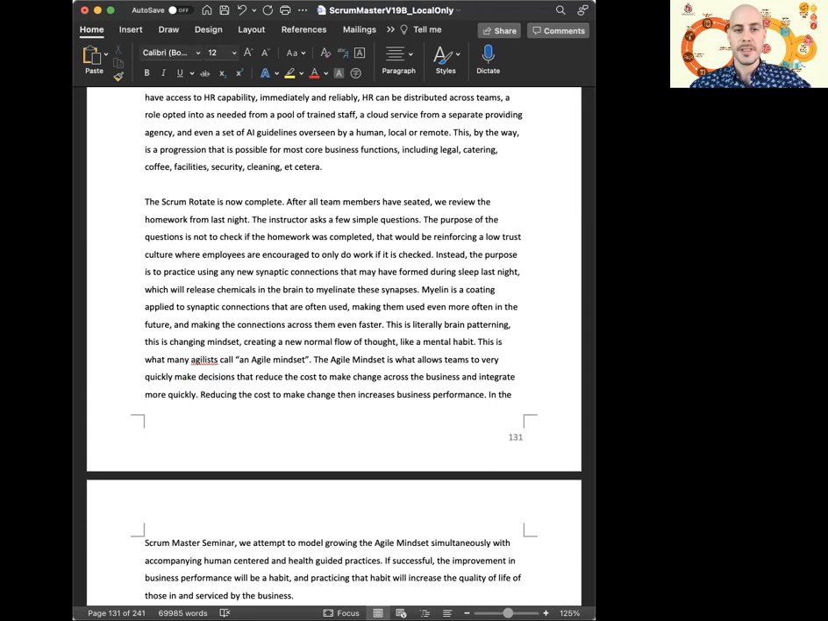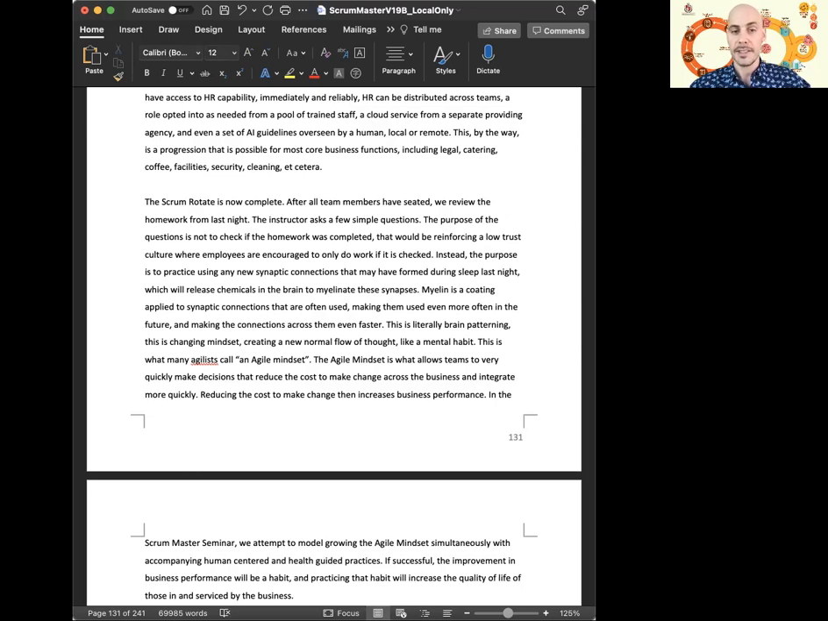Instead, the purpose is to practice using any new synaptic connections that may have formed during sleep last night, which will release chemicals in the brain to myelinate these synapses. Myelin is a coating applied to synaptic connections that are often used, making them even more often used in the future, and making the connections across them even faster. This is literally brain patterning.